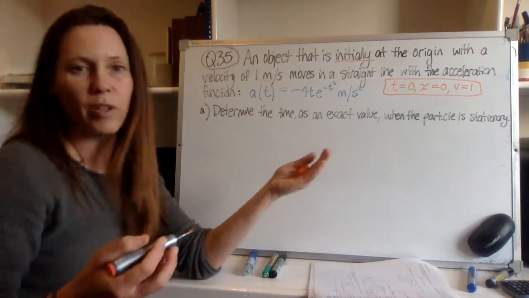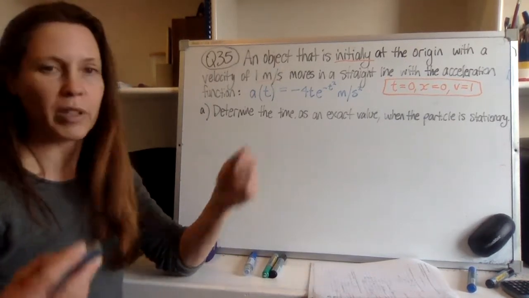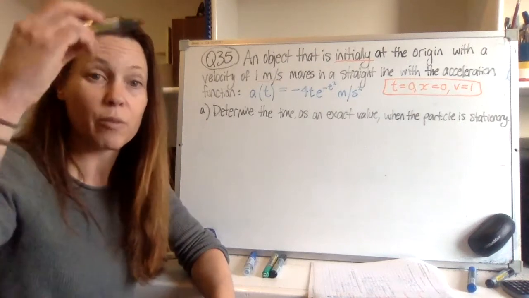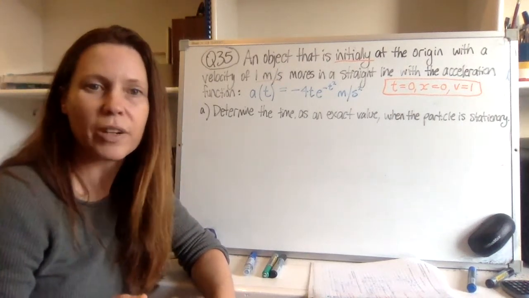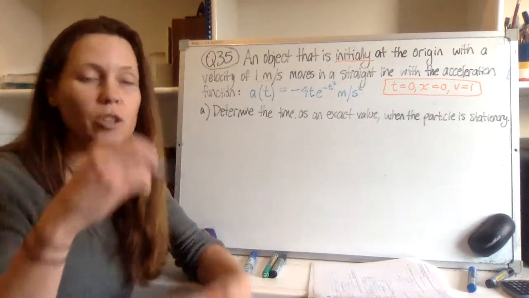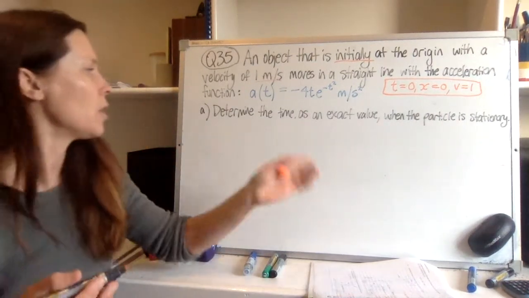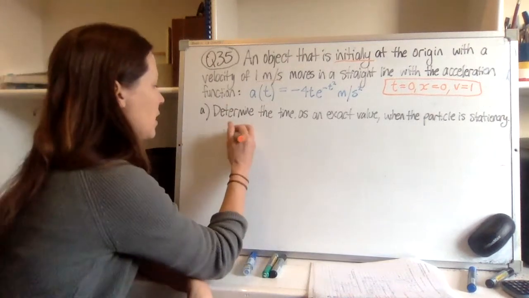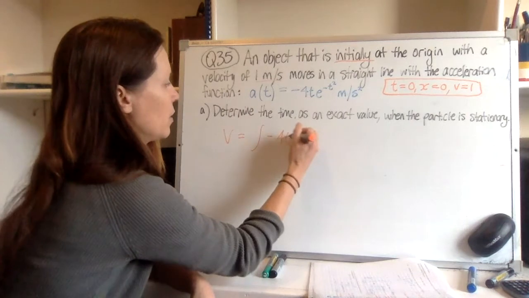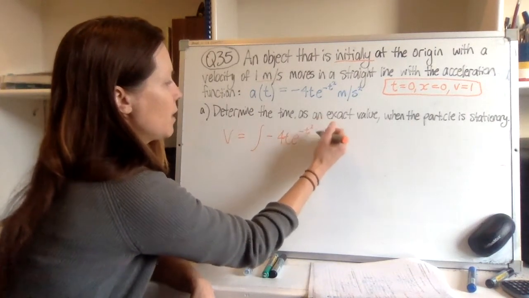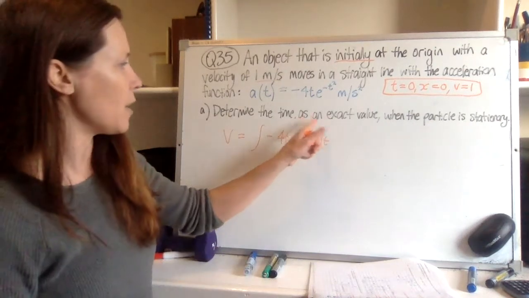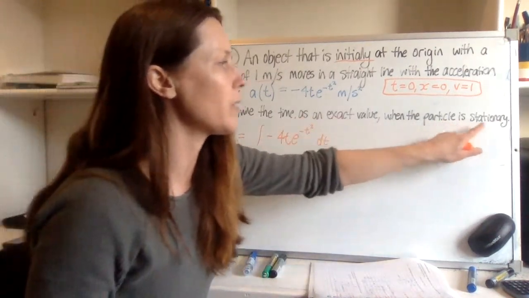So think about what you know about motion. You have formulas for displacement, velocity, and acceleration. To get from one down to the next, you need to differentiate, but to get from the lower ones, like acceleration and velocity, back up, you need to integrate. So to get a formula for velocity, we need to integrate the acceleration. Now, why would we want to do that? Well, because we're looking to find the time as an exact value when the particle is stationary.